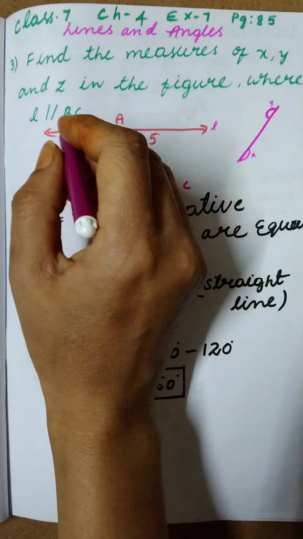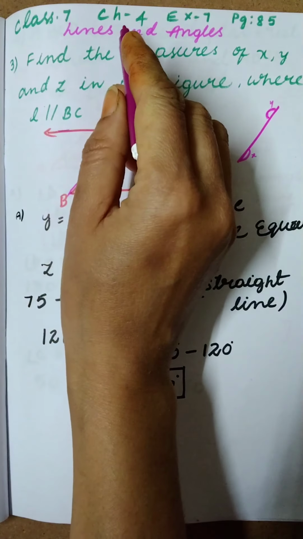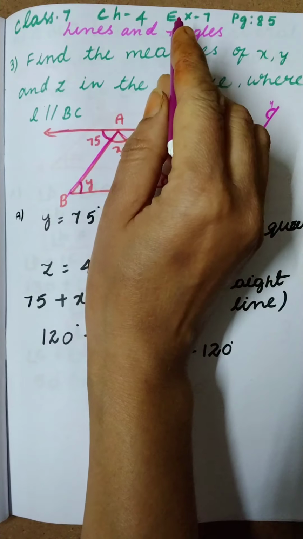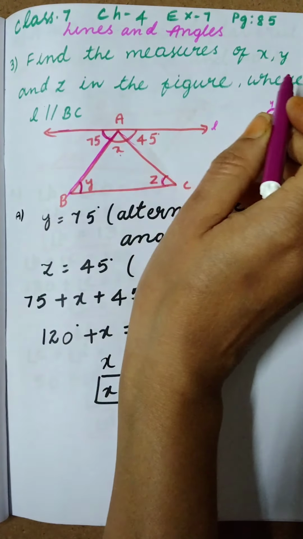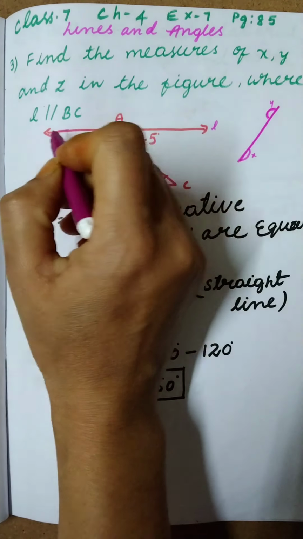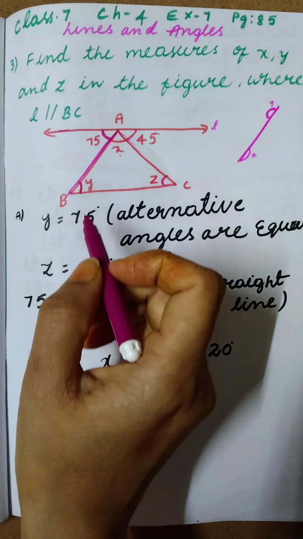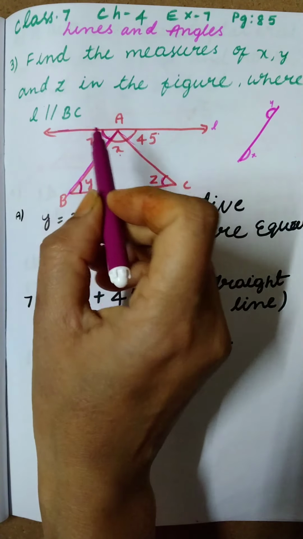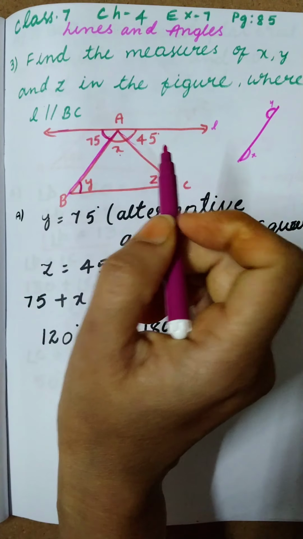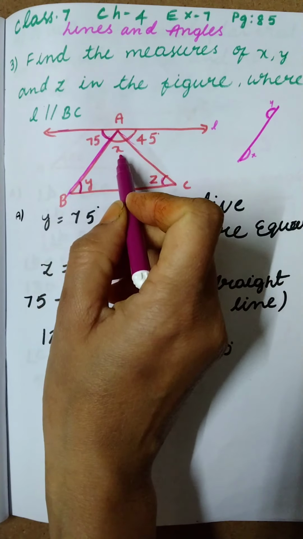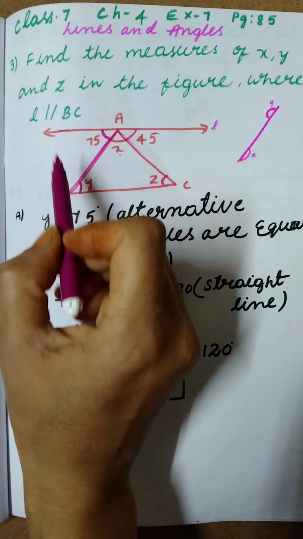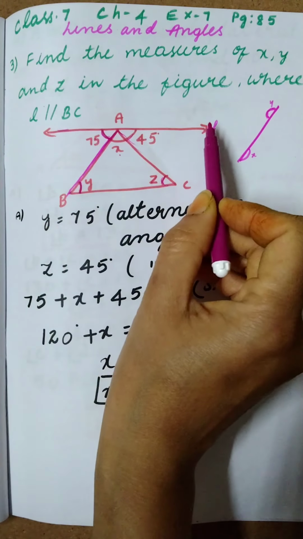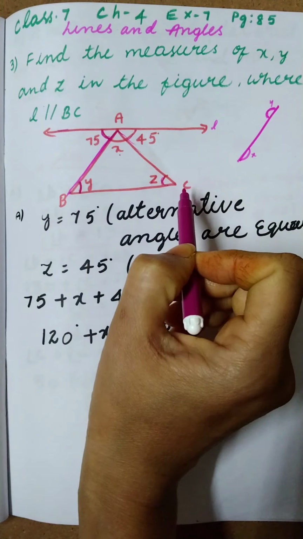Hi children, today we are discussing class 7, chapter 4, lines and angles, exercise 7, page number 85, question number 3. Find the measures of x, y and z in the figure where L is parallel to BC. In this question, the figure is already given, and we have to find the x value, y value and z value. Here two parallel lines are given, that is L is parallel to BC.